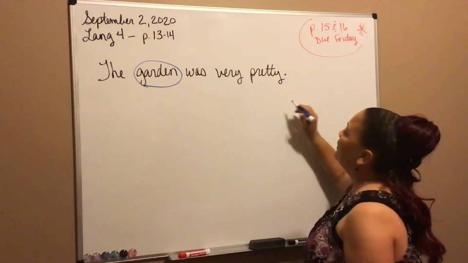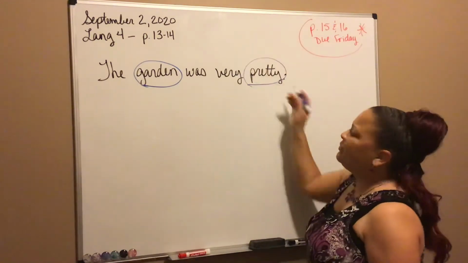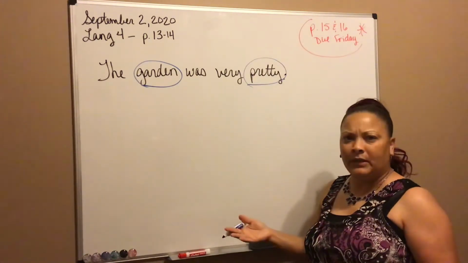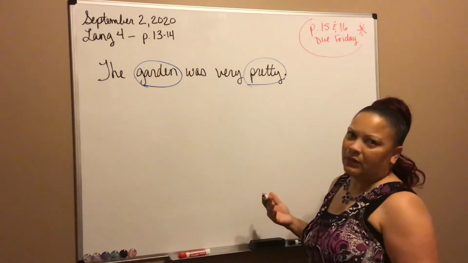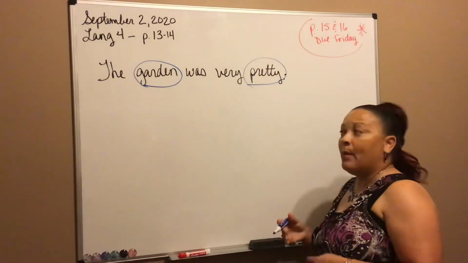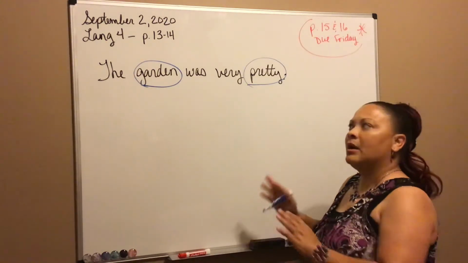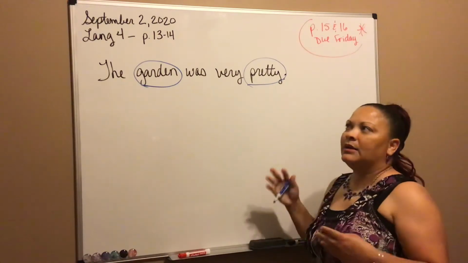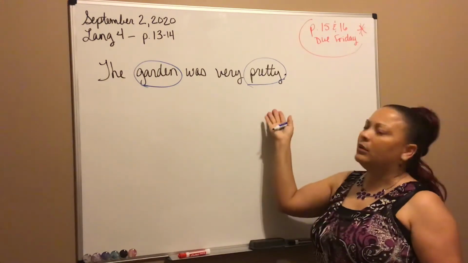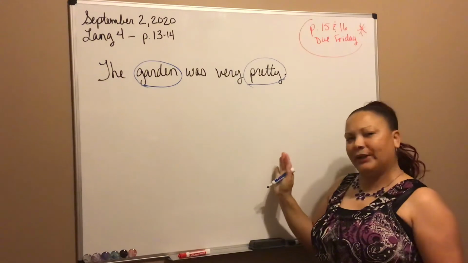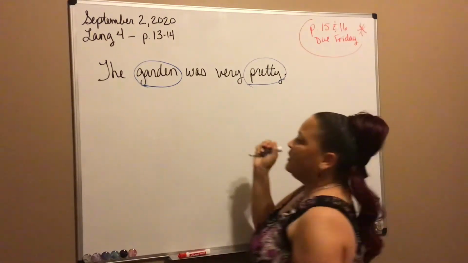Was very pretty. Now, what is pretty to you? Define pretty. What made it pretty? Were there flowers, particular kinds of flowers, colorful flowers? Tell me something about how or why it is pretty. Okay, so let's rewrite the sentence.